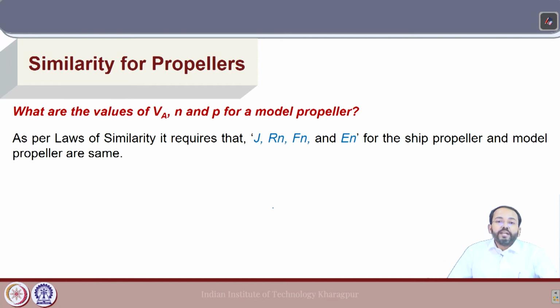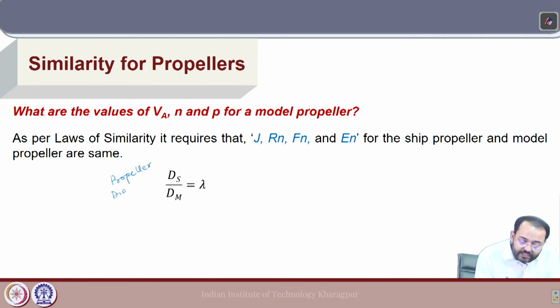So, as per the laws of similarity, we have to keep advance coefficient, Reynolds number, Froude number, Euler number same in the ship and the model scale for the propeller. Now, the first part J, which is Va by nd, comes from the kinematic similarity, and these numbers, Reynolds number, Froude number and Euler number, come from the dynamic similarity based on the ratio of forces. So, first we start with the basic geometric similarity, which is the ratio of the diameter in the full scale to the model scale.